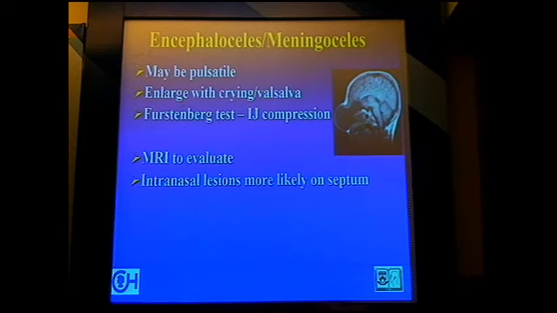We can do a first pressure test on both eye bases, and it scrolls up with increased ICP. We use an MRI to evaluate and see how extensive they can be. The intranasal lesions we usually see would be more likely on the septum.